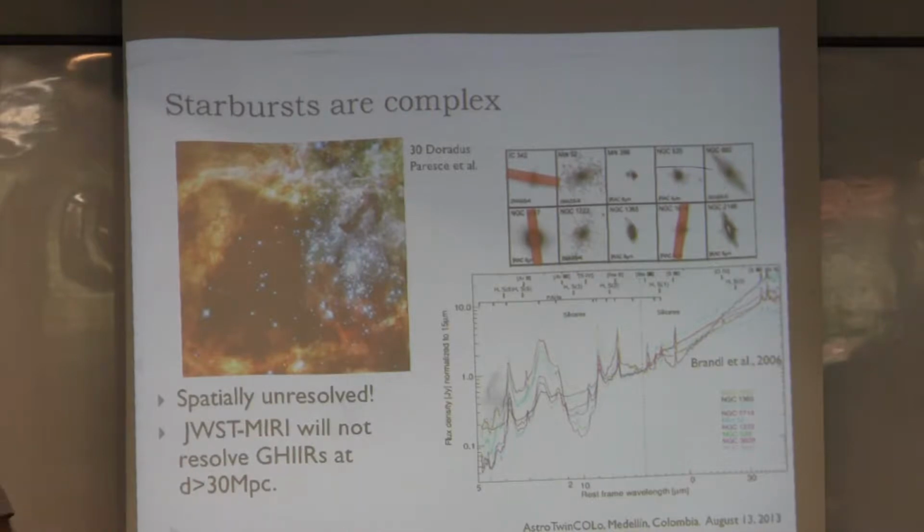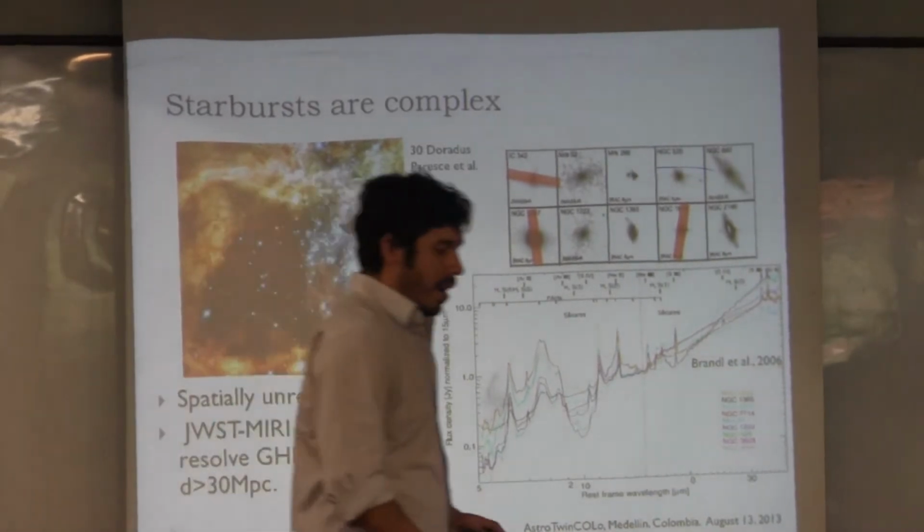And that will not even change a lot when we launch JWST, because even though this will be a large telescope, these types of regions like 30 Doradus will still be unresolved for distances larger than 30 megaparsecs. That, on extragalactic scales, is actually a very, very small region.